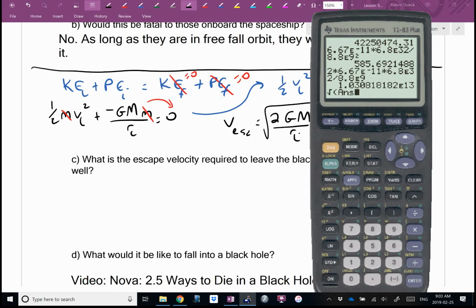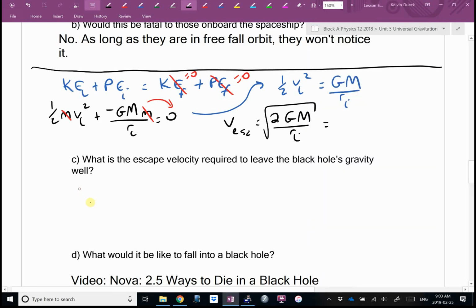Probably should be significantly larger than Earth's escape velocity, which was 11,111. Yep. Oh, yeah. Doable. We're not the speed of light. I'm going to go 3.21 times 10 to the 6. Is that right, folks? Yeah. But you know what? We're in a sci-fi world. Maybe this spaceship can go that fast. Okay.